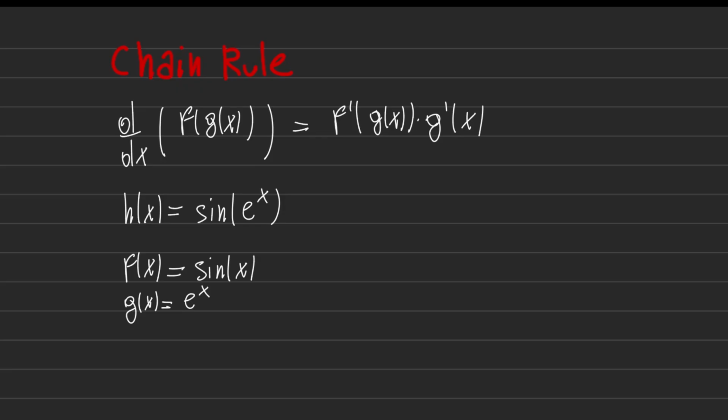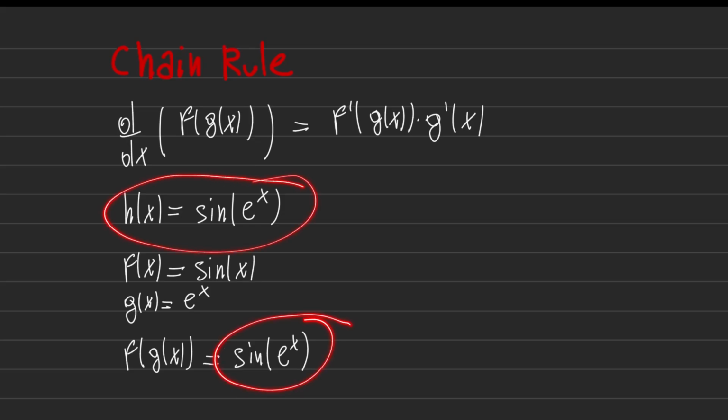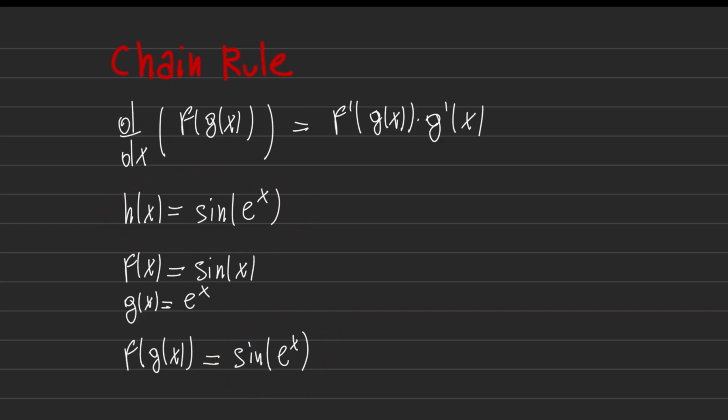Indeed, if we try to do the composition, f compose g of x, what do we get? Well, we have to evaluate f at g, which means that I have to write down f, and whenever I see x, I have to plug in e to the x. So what do I get? I get the sine of e to the x. And since this expression and the expression for h are the same, I have done the correct composition.